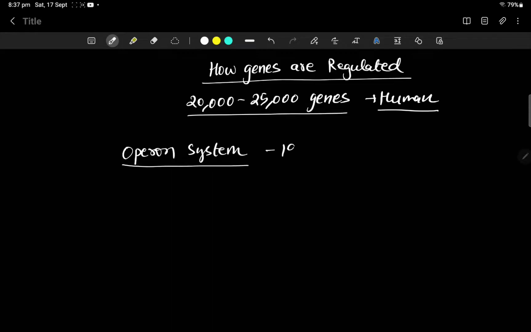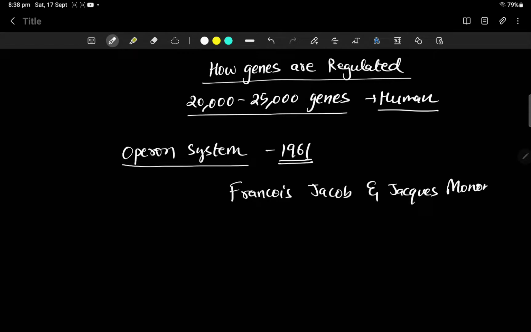This was given in 1961 by Francois Jacob and Jacques Monod. In short form we say it as the Jacob and Monod model of the Operon system. Now what is actually an Operon?